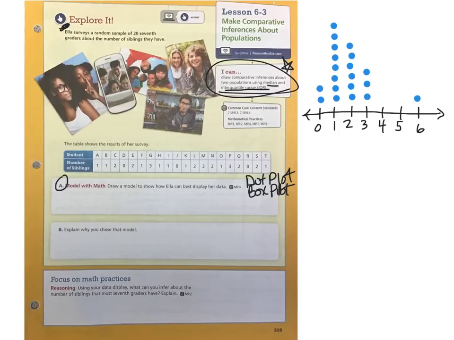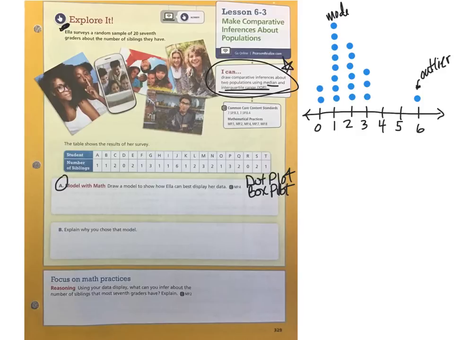Here is what your dot plot should look like. Notice that each dot stands for one piece of data from the table. A dot plot is good if we need to see the shape of the data, if we need to see which data value represents the mode, which in this case is one sibling. And it's also good for picking out outliers. In this case, 6 is an outlier because only one person had 6 siblings, and that data piece is set away from the rest of the dot plot.